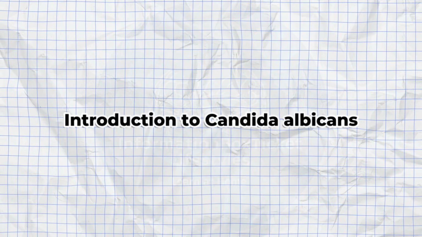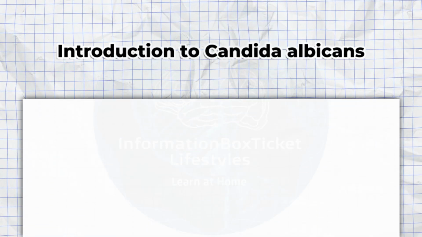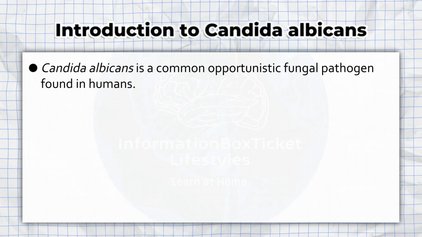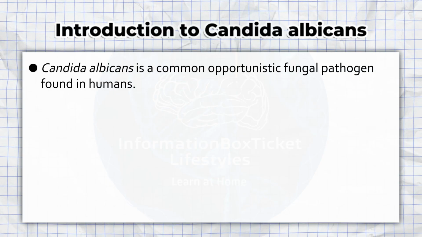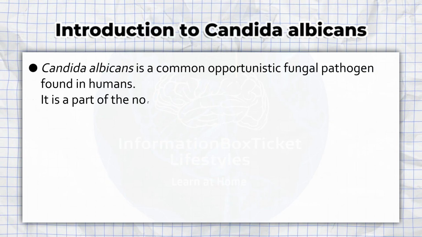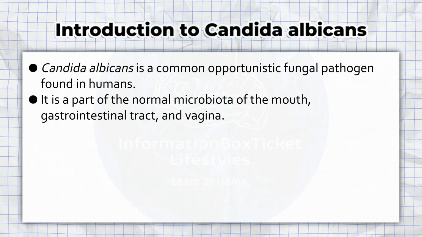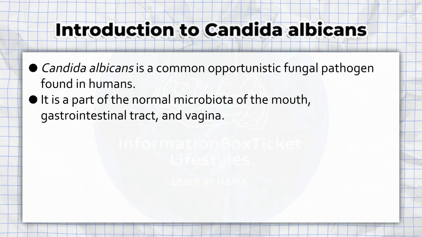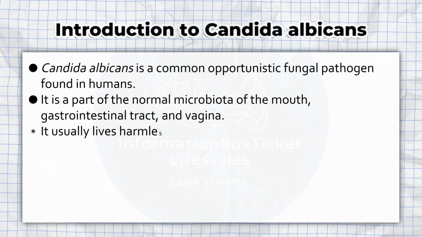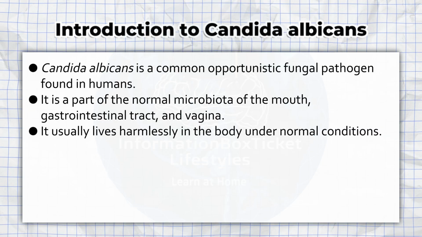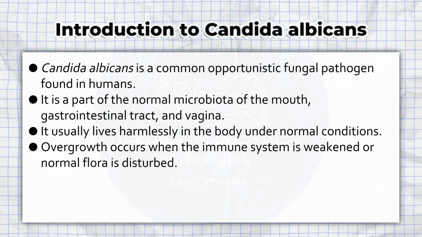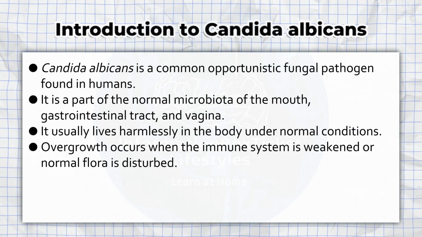Introduction to Candida albicans. Candida albicans is a common opportunistic fungal pathogen found in humans. It is a part of the normal microbiota of the mouth, gastrointestinal tract, and vagina. It usually lives harmlessly in the body under normal conditions. Overgrowth occurs when the immune system is weakened or normal flora is disturbed.